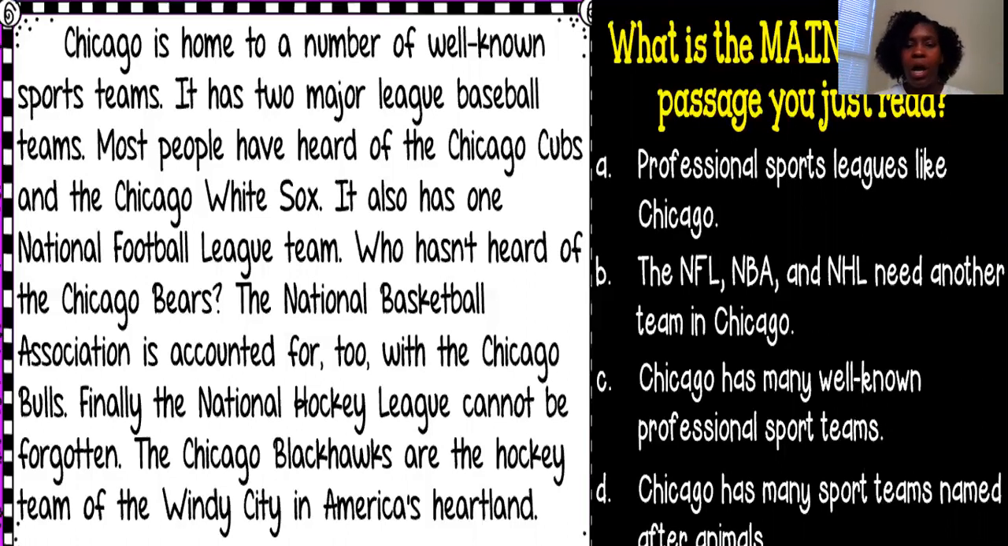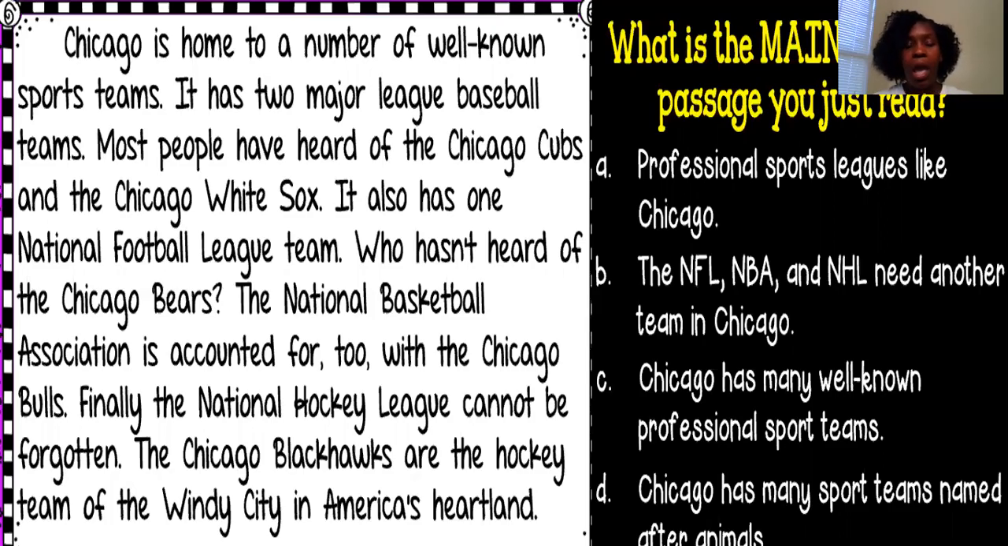All right, so let's look at A together. Was it all about professional sports leagues like Chicago? It wasn't really mainly focusing on professional sports leagues like Chicago. It wasn't talking about how they liked Chicago. It just listed different teams that we will find in Chicago. So I'm going to definitely eliminate A.